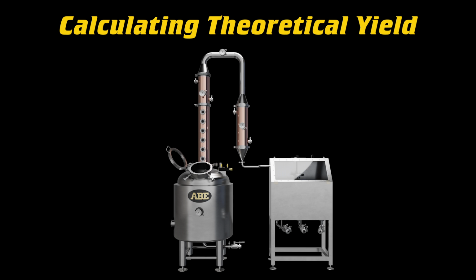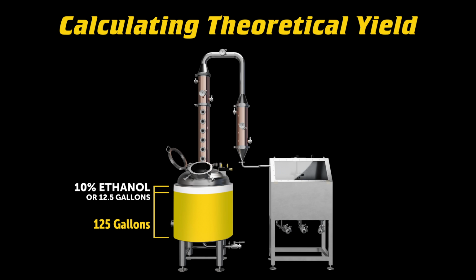Our first topic is going to be how to calculate theoretical yield from a wash. To help illustrate this, we've come up with this fancy infographic. For this example, this image shows the full fill volume of the still kettle at 125 gallons. Let's say we now know our kettle volume is 125 gallons and our mash gravity is 10% ABV. In a perfect world, we can extract all that ethanol. That would give us around 12.5 gallons at 100% ABV.